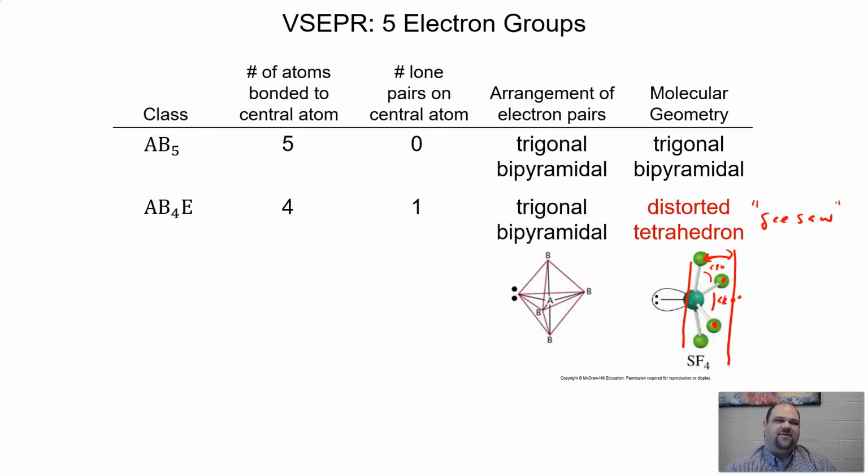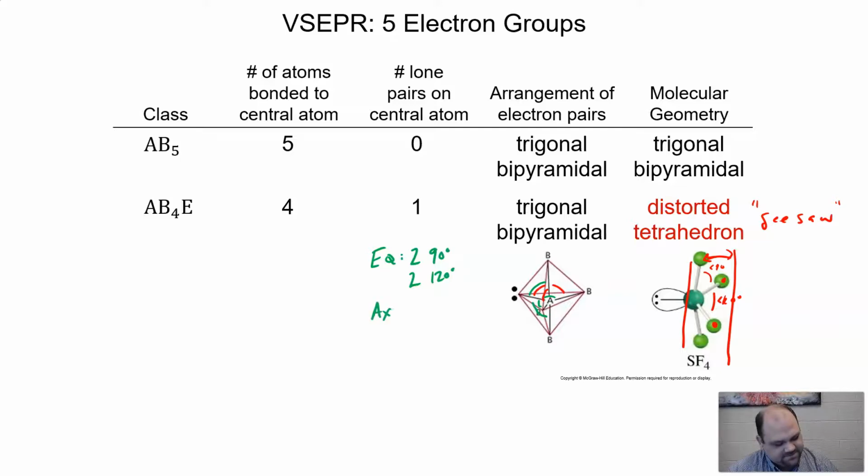We pulled off of the equatorial position first rather than an axial position, because this axial position has 3 90-degree interactions. The equatorial position only has 2 90-degree interactions, one here, and then 2 120-degree interactions. I know that's getting hard to see, so I'm going to write it out. The equatorial has 2 90-degree and 2 120-degree.